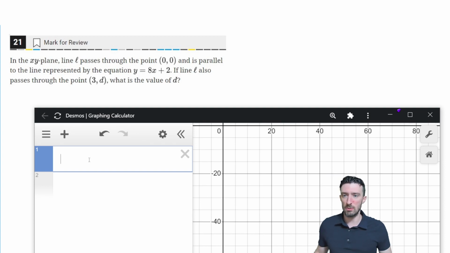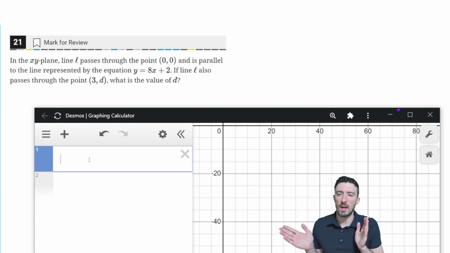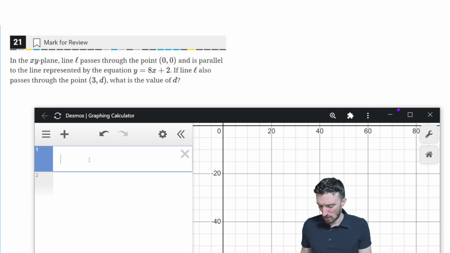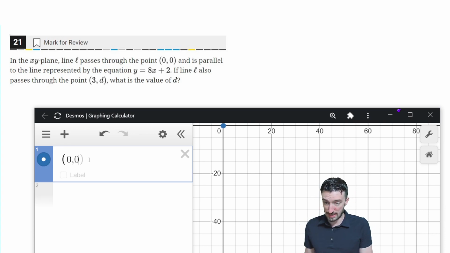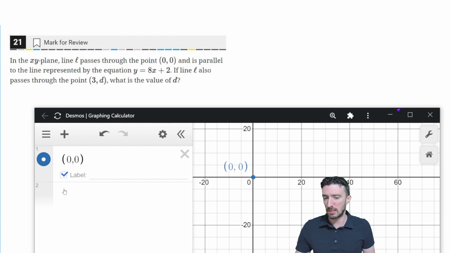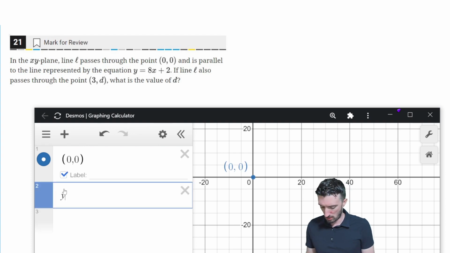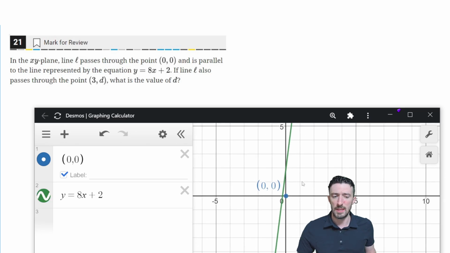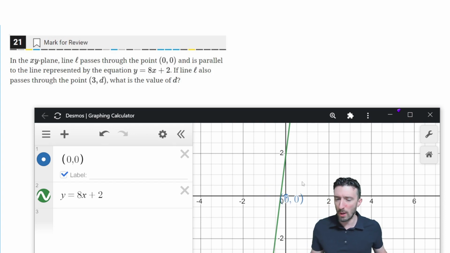Desmos to the rescue again. We've got line L passes through the point (0, 0) and is parallel to the line represented by... Well, let's start getting a sketch of that. So I'm going to put (0, 0). Let's hit the label button. Then I'm going to do y equals 8x plus 2. And I can see if I zoom in that that does not go through that point.